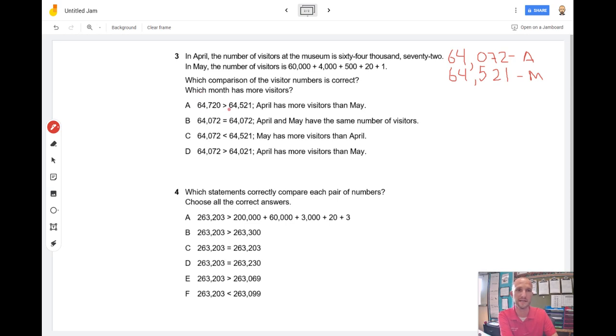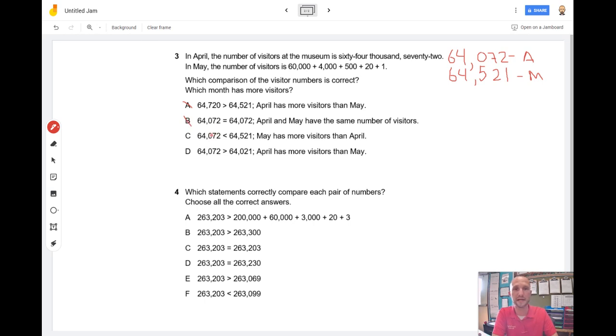64,720 is greater than 64,521. Well, this first one, that's not even one of our numbers, so that's out. B, 64,072 equals 64,072. April and May have the same number of visitors. Okay, well, based on what we did, we can tell that's not true.